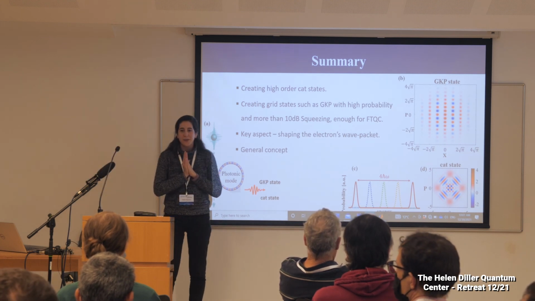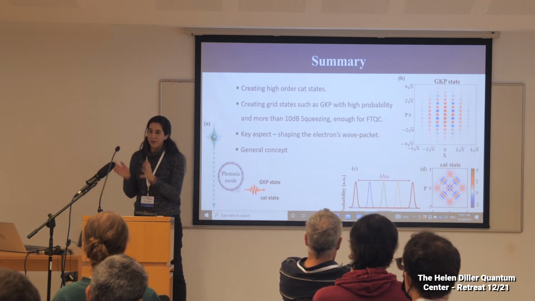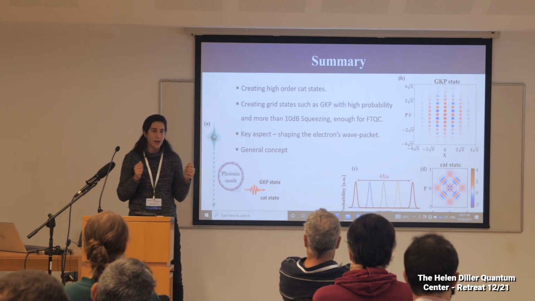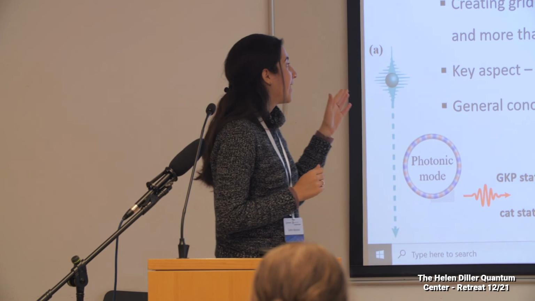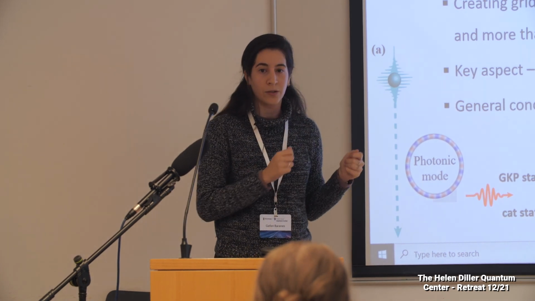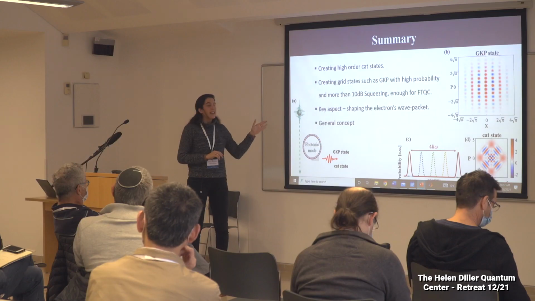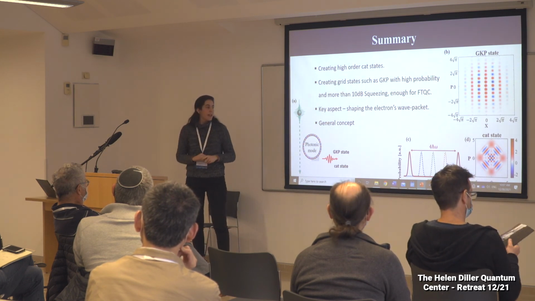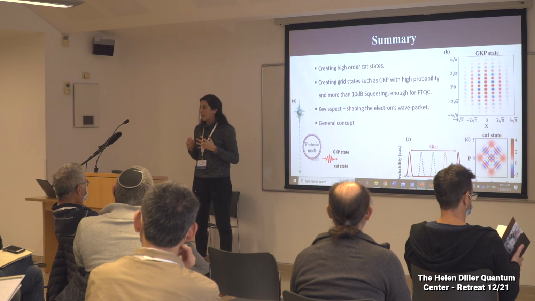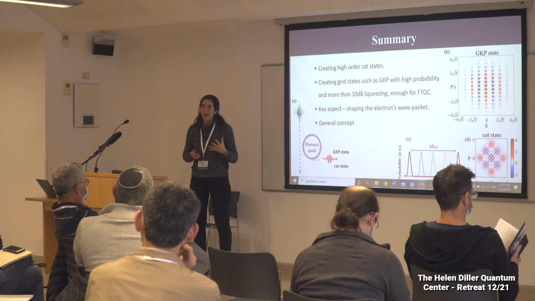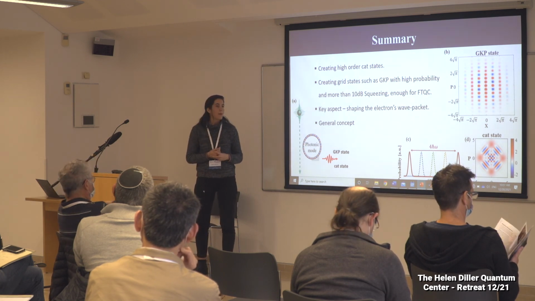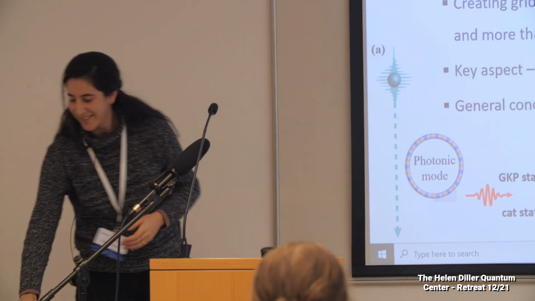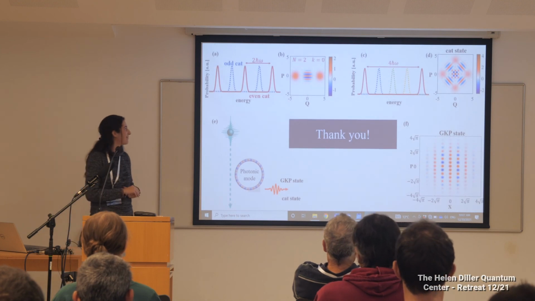So let me just summarize. We show how we can use the interaction between free electrons and light to create high-order cat states and to create GKP states with enough squeezing for fault-tolerant quantum computing. The key aspect here is the ability to shape the electron wave packet. And I just want to mention that this is a general concept. It can be implemented in other bosonic systems, for example, frequency combs and phonons. Okay, so that's it. Thank you for listening.